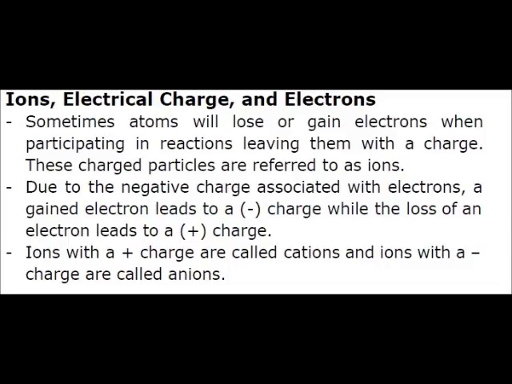So we mentioned ions can have a positive or a negative charge. There are specific terms that we utilize when we refer to the type of charge that is associated with an ion. Anytime we have a plus charge, it's going to be called a cation, and anytime we have a negative charge, it's going to be called an anion. So cation and anion for the plus and minus respectively.